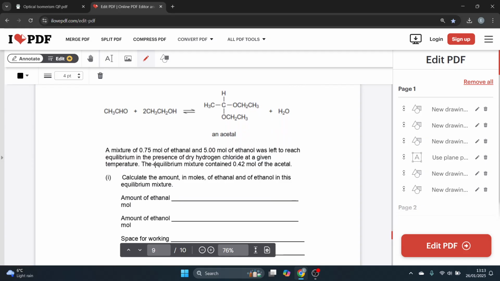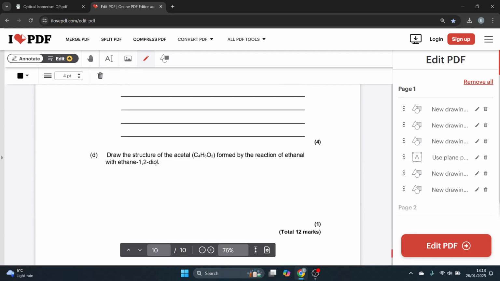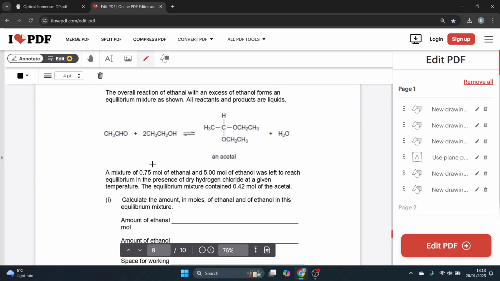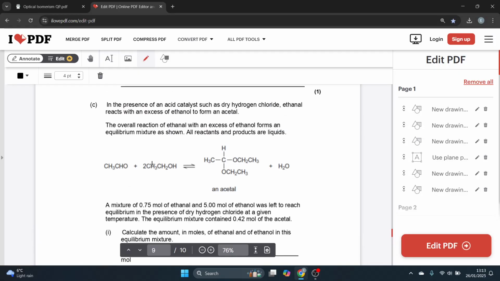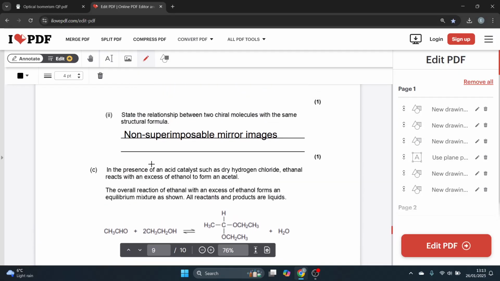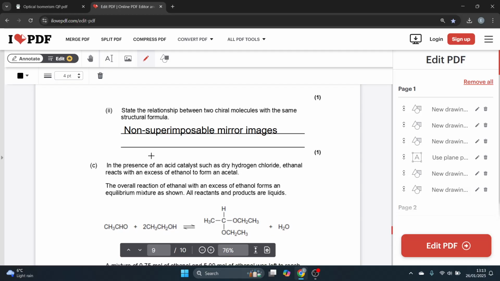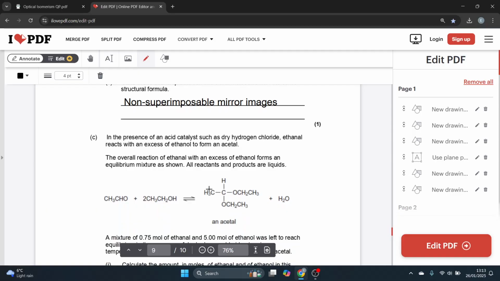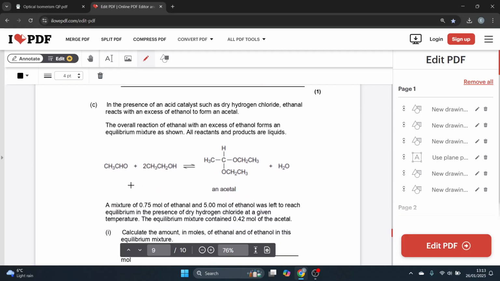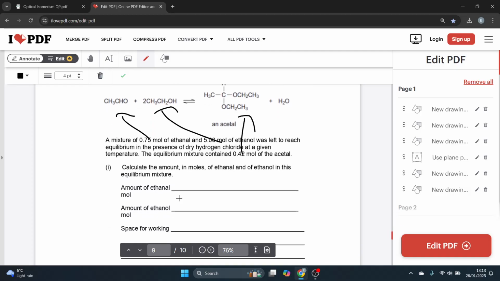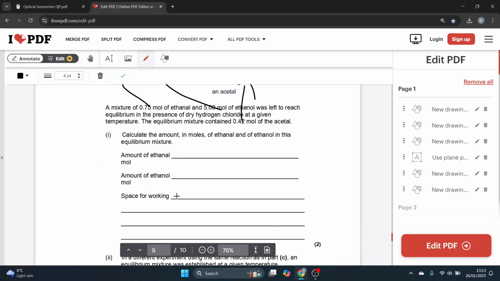Calculate the moles of ethanol, Kc, and then that's it. So almost there. This is applying Kc to optical isomerism. So it says in the presence of acid catalysts such as dry hydrogen chloride, ethanal reacts with excess ethanol to form an acetal. The reaction is this: a mixture of this much ethanal and this much ethanol left to reach equilibrium. The equilibrium mixture contains this much of acetal. Calculate moles of ethanol in the equilibrium mixture.